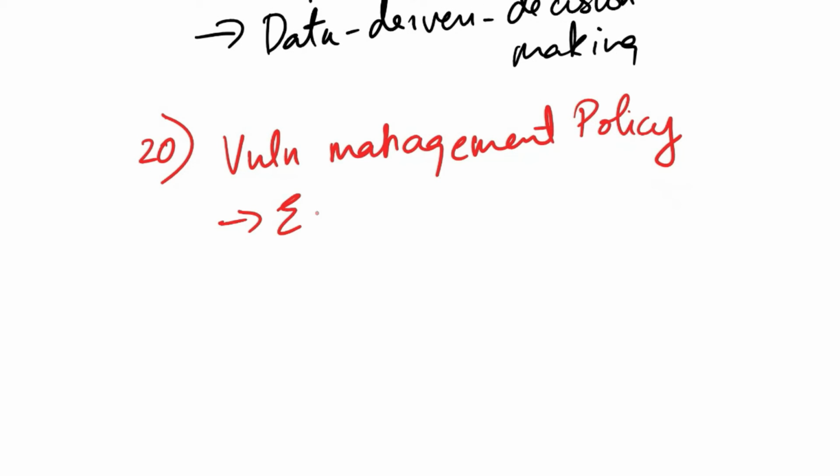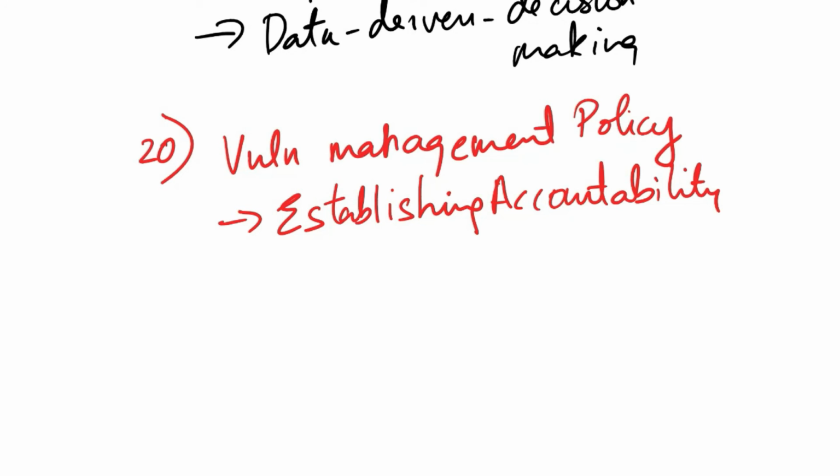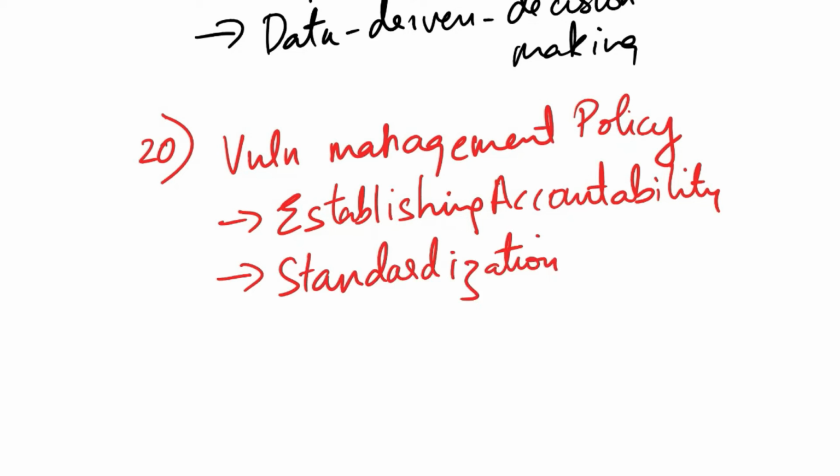First, establishing accountability. The policy defines roles and responsibilities for various individuals and teams involved in vulnerability management. It clarifies who is responsible for identifying, assessing, and remediating vulnerabilities within the organization. Next purpose, standardization. It sets standard procedures and practices for vulnerability management to ensure consistency and uniformity in how vulnerabilities are handled across the organization. This helps prevent ad hoc or inconsistent approaches.